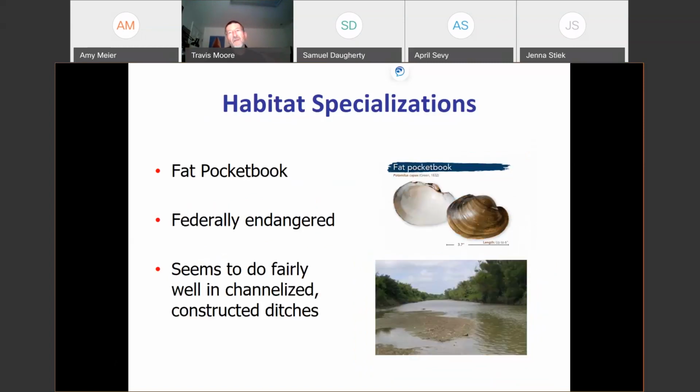And then we have the federally endangered fat pocketbook mussel. It's a species whose stronghold in Missouri is Bell Fountain Ditch, which is down in the Boot Hill area. This picture shows Missouri on the right-hand side and Arkansas on the left-hand side. It has very uniform habitat. It's a constructed drainage ditch, and that's the perfect place for fat pocketbook mussels.